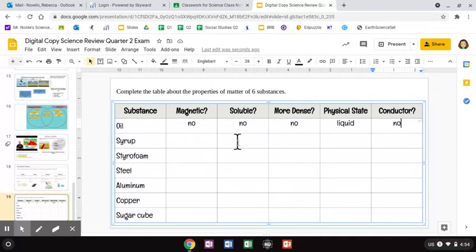Is it magnetic? Is it soluble? Is it more dense? Is it a conductor? And that is all you're doing. So once you finish that up, you can turn this in. We will be done with the review. And so this will be available to you to study. So this is what you are using along with Study Stack to prepare for your science exam next week.